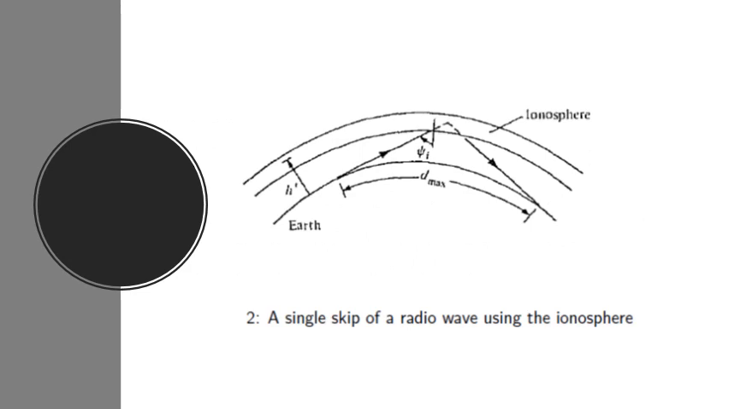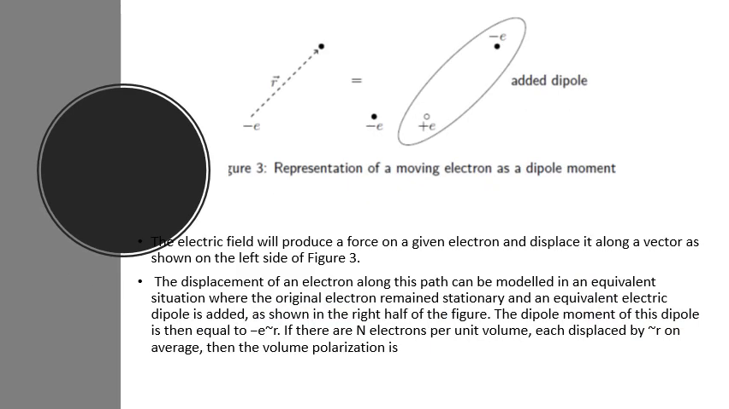You can see here a radio wave has been sent to the ionosphere, and the wave is reflected from it. It is entering here, then after some time it is exiting. The electric field produces a force on a given electron and displaces it along a vector, as shown in the left side figure. So the electron moves in a particular direction. The displacement of the electron along the path can be modeled as an equivalent situation where the original electron remains stationary and an equivalent electric dipole is added.